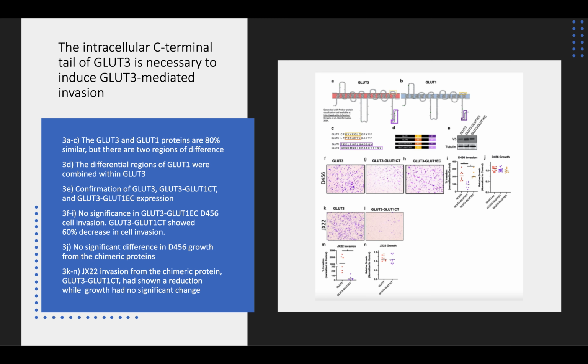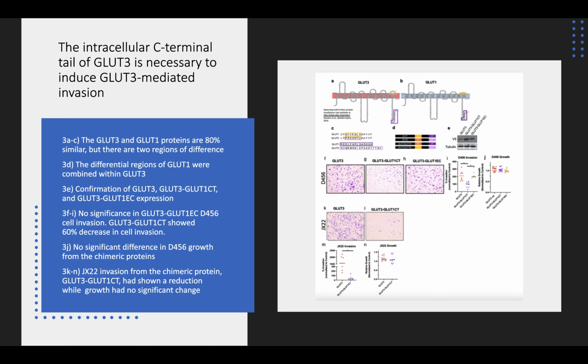Now on to figure 3F to 3I. In 3F, we see GLUT3 as it relates to D456. In figure 3G, we see GLUT3-GLUT1CT as it relates to D456. And in 3H, we see GLUT3-GLUT1EC as it relates to D456.